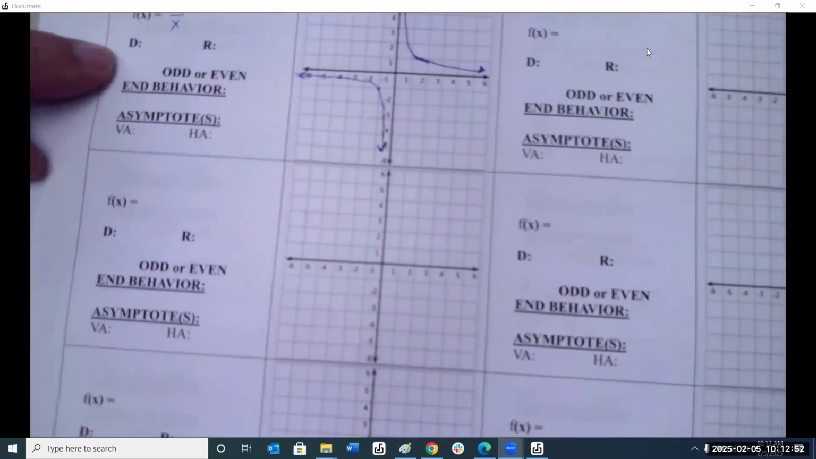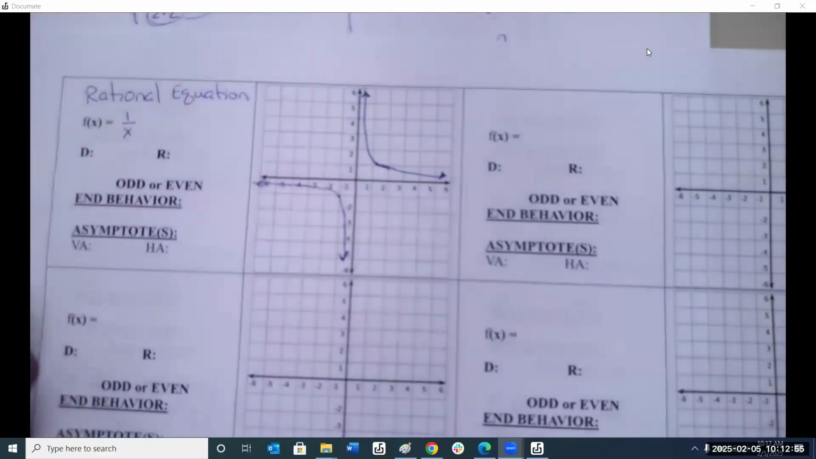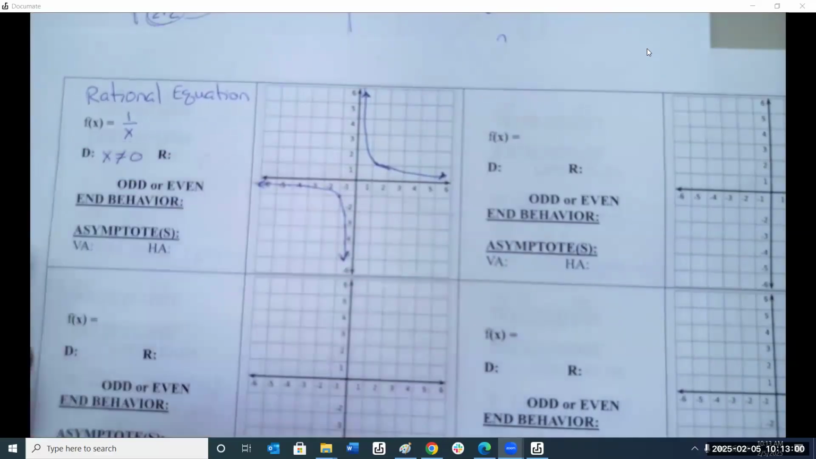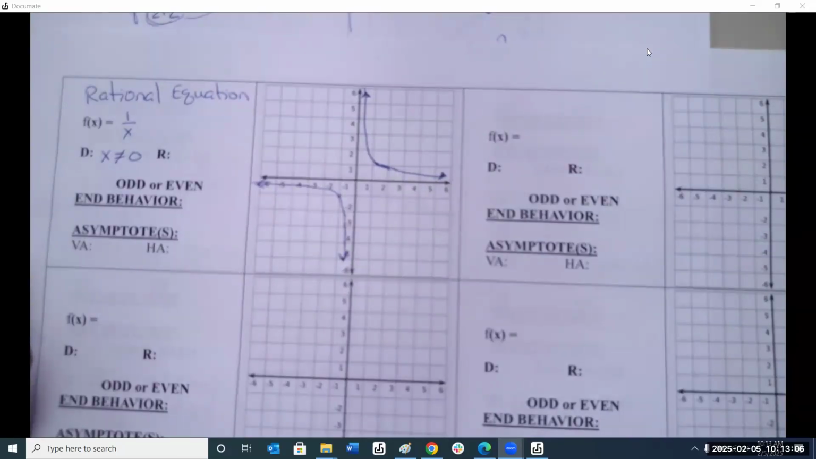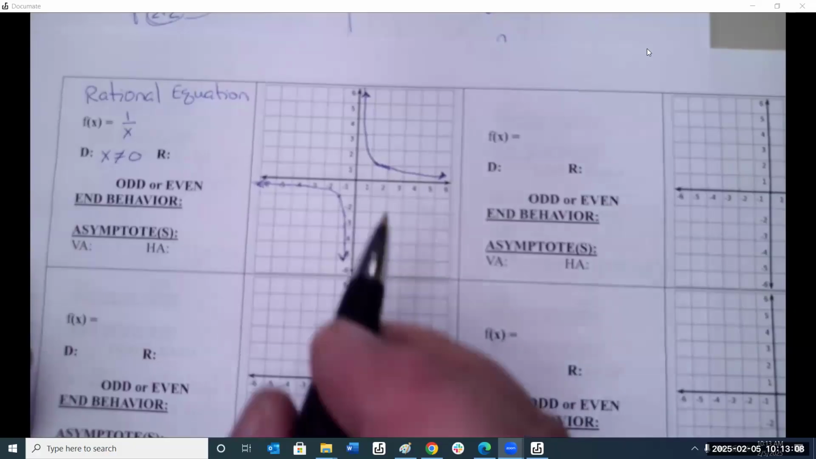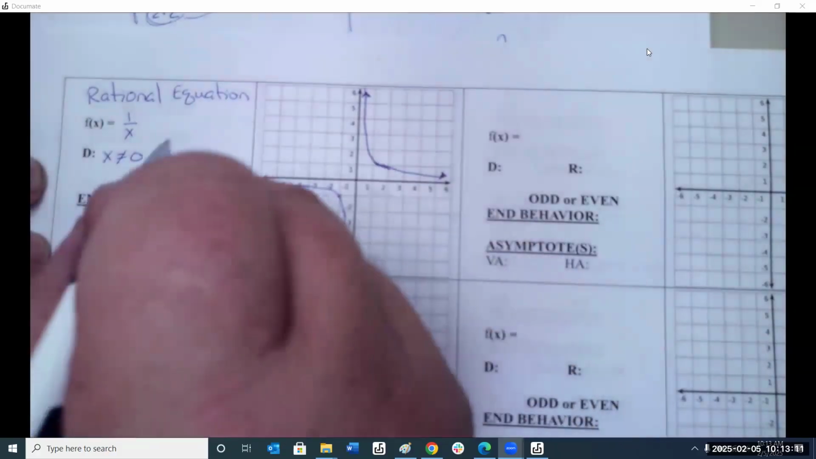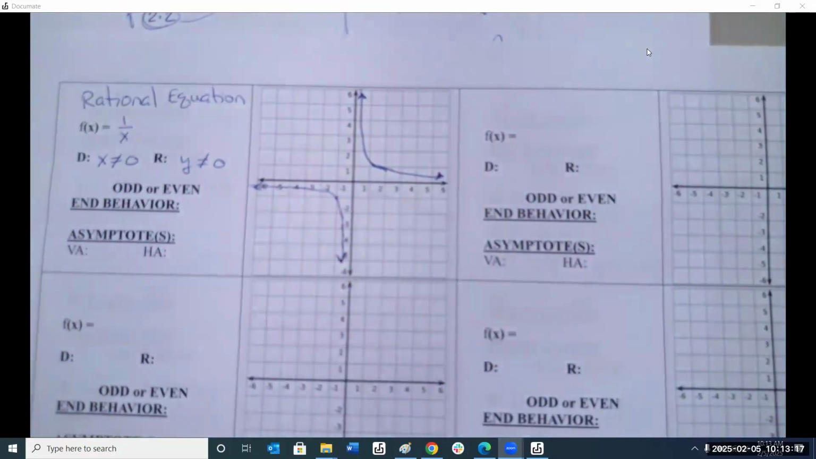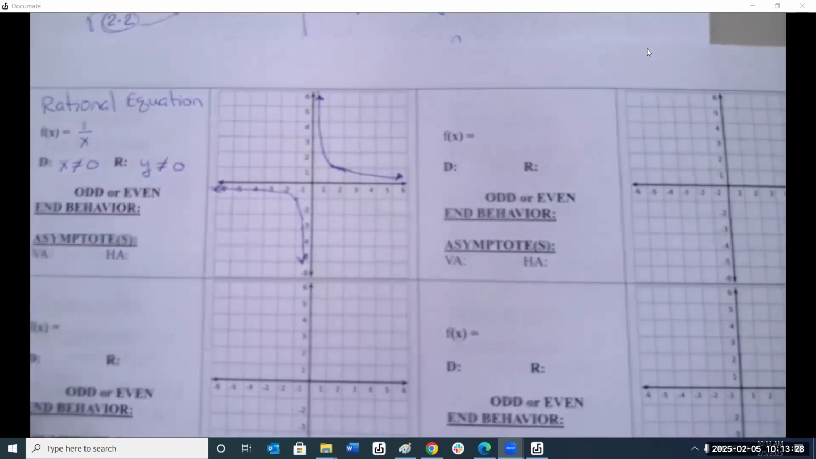So what's my domain? X cannot equal 0. It could be anything else. It's just that x cannot equal 0. Likewise, the range, y cannot equal 0. Because the only way a fraction can equal 0 is if the top is 0. All right, so that's a rational expression or equation.